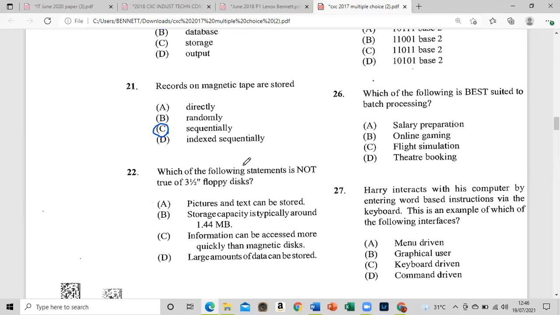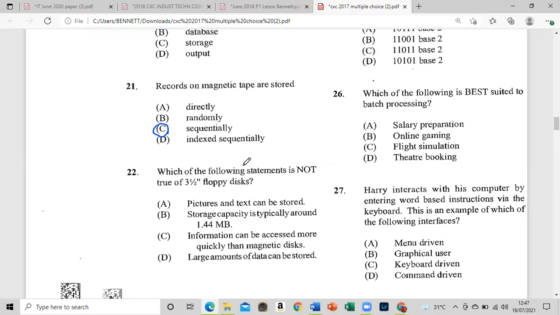Number 22. Go ahead and answer, guys. Tomorrow is the exam. I want to wish everyone all the very best, not just in your exam, but in life. All right.